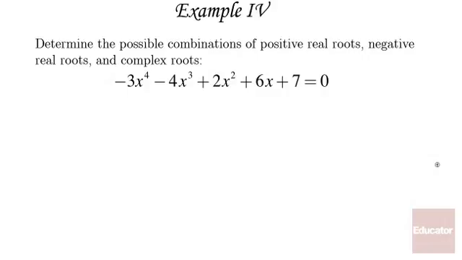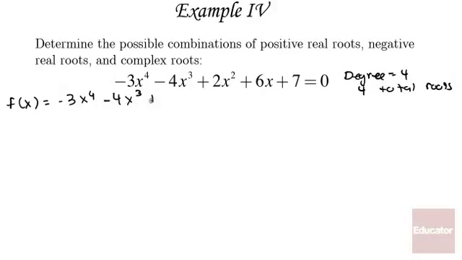Okay, determine the possible combinations of positive real roots, negative real roots, and complex roots. Degree equals 4, so I have 4 total roots. F of x equals negative 3x to the 4th minus 4x cubed plus 2x squared plus 6x plus 7. So positive real roots. Let's look for sign changes between these coefficients. Negative to a negative, okay, negative to a positive, so that's 1. Positive to a positive, no sign change. Positive to a positive again. So positive real roots equals 1.